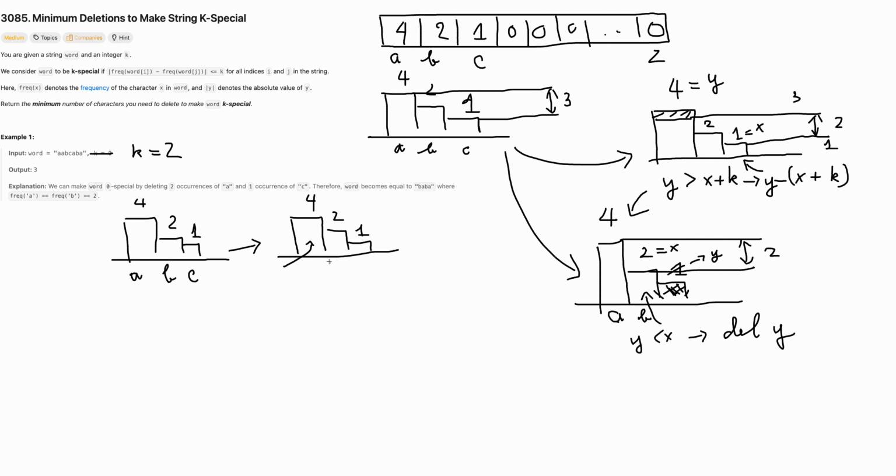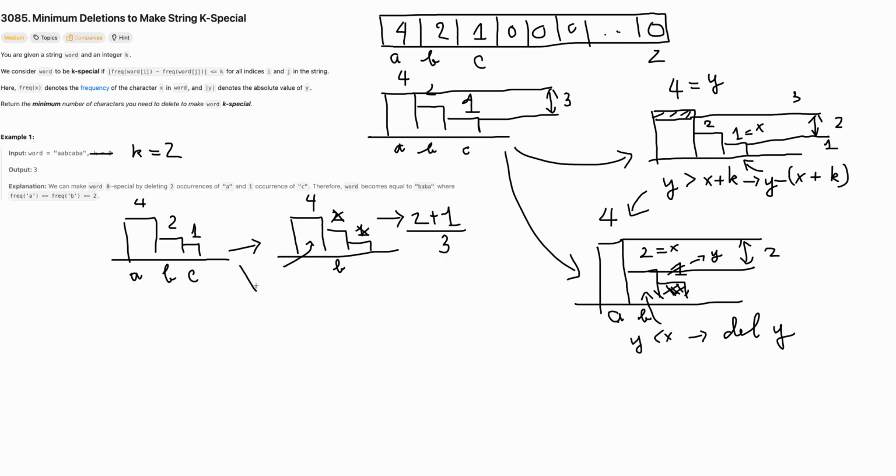So here, like a, right? And then we visit b. It's 2, smaller than 4, right? Delete. 1 is smaller than 4, delete. So how many deletions do we need to make? In here we need to delete 2 plus 1. In here we have 3 deletions.